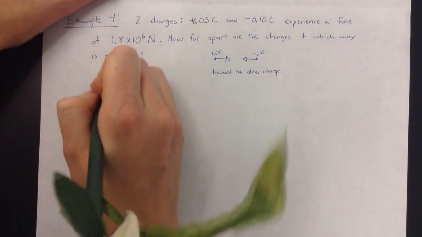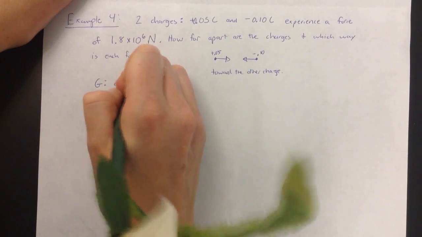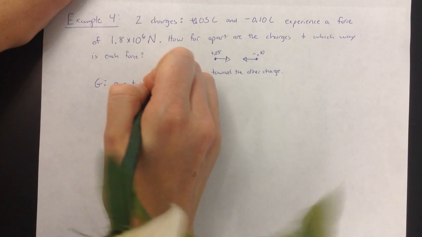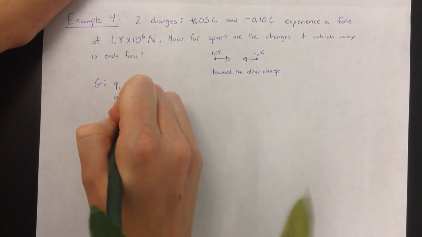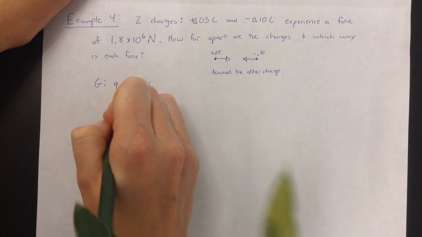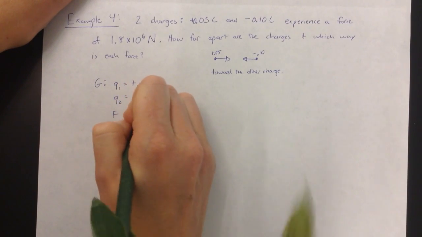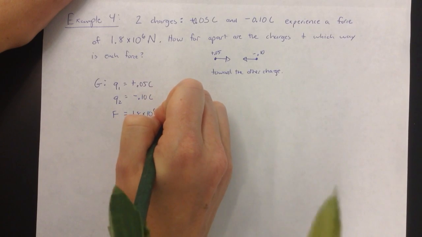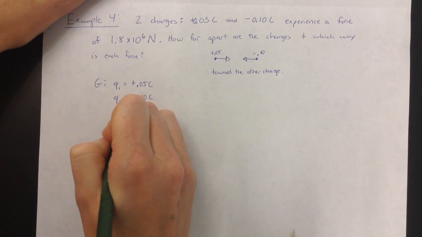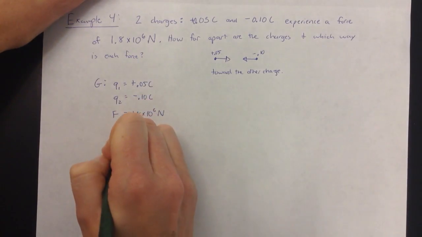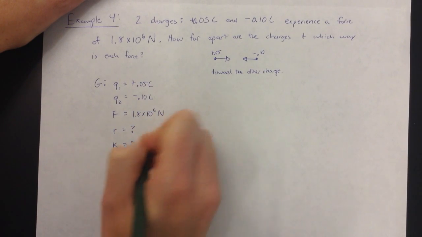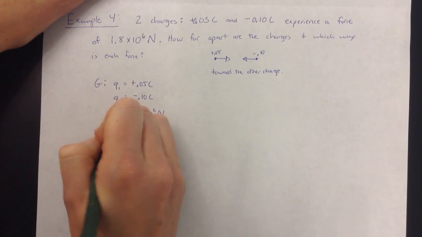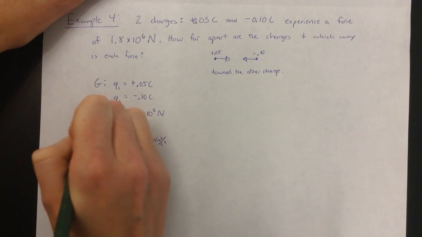So let's figure out how far apart they are. Let's do our GUESS method here. Givens are, we have Q1, which is plus 0.05 coulombs. We have Q2, which is minus 0.10 coulombs. And we have a force of 1.8 times 10 to the 6 newtons. And we want to know how far apart they are. So that's our question. We also know k, that's 9 times 10 to the 9th newton meter squared per coulomb squared. We always know that one. So there's our unknown right there. Sorry, I should have switched that one to be up there.